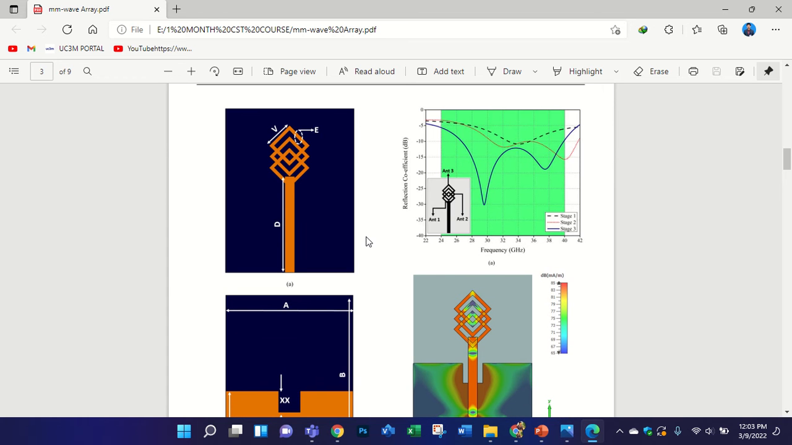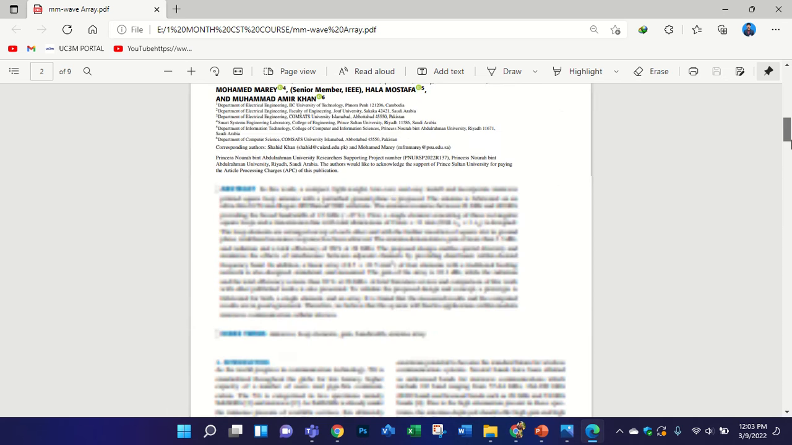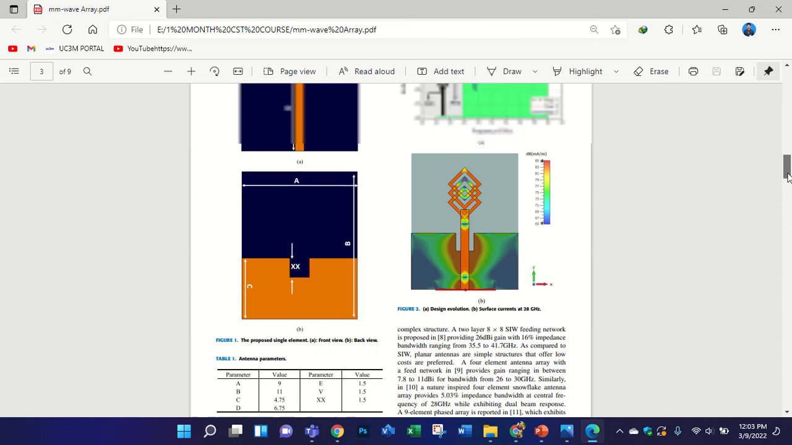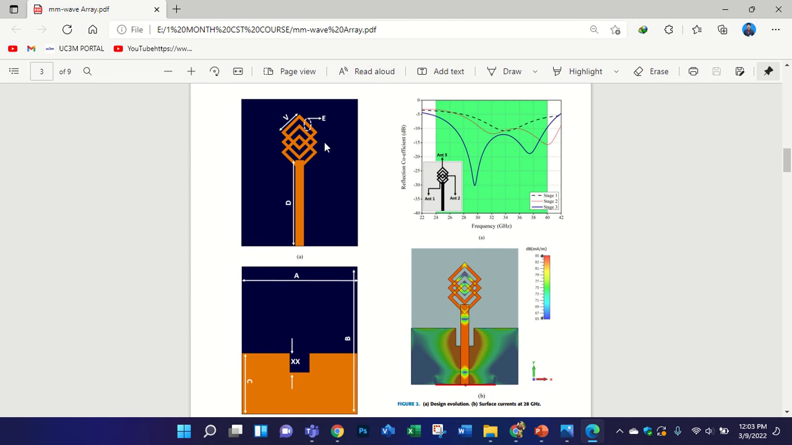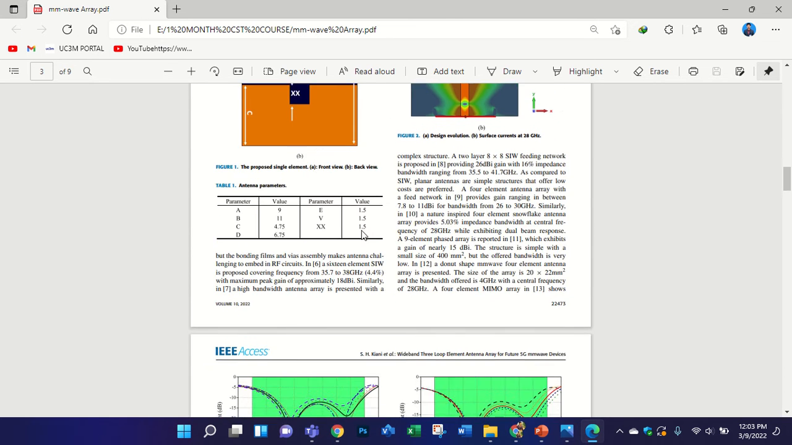This is the design, and this is a wideband antenna. Whenever you see a paper, first have a look at the design and how they have presented the paper. You see how they have used high quality figures and graphs.